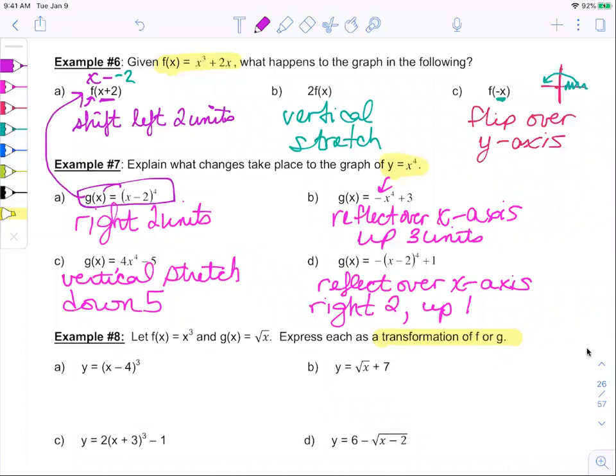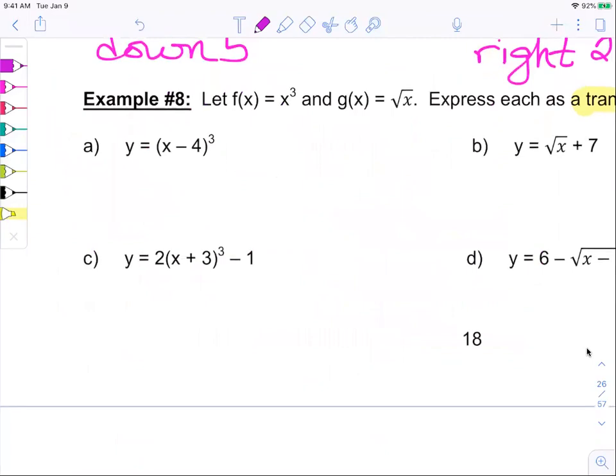As I said, there's two different ways that you can write a transformation. You can write it with function notation, or you can write it as an equation. So this question is telling us to take it out of equation form and write it using function notation. So if you look at A, we have y equals the quantity x minus 4 cubed. So let's just start. Jeremy, what function would this be talking about? Is this the f function or the g function?